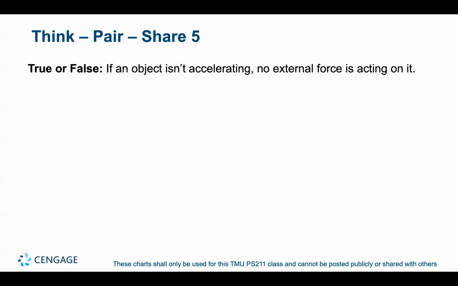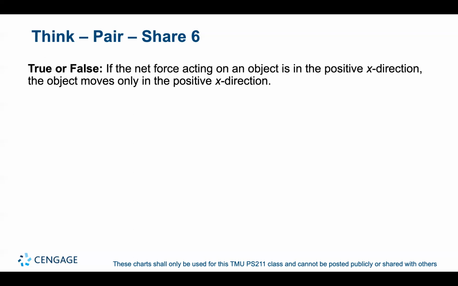If an object isn't accelerating, no external forces are acting upon it. False. If the resulting force on an object is 0, the object can still be moving with constant velocity. Objects either stay at rest or continue to move. Just because it doesn't have any force acting upon it now, a force could have already acted upon it. If the net force acting on an object is in the positive x direction, the object moves only in the positive x direction. Not necessarily.